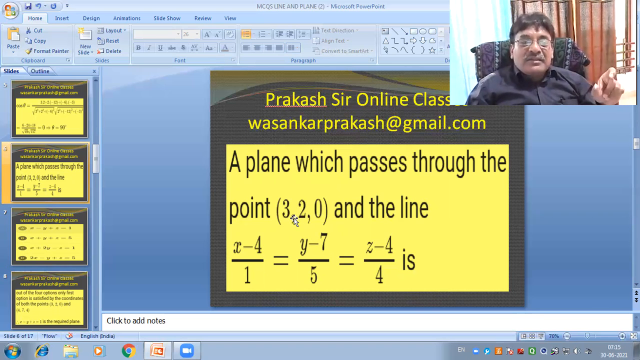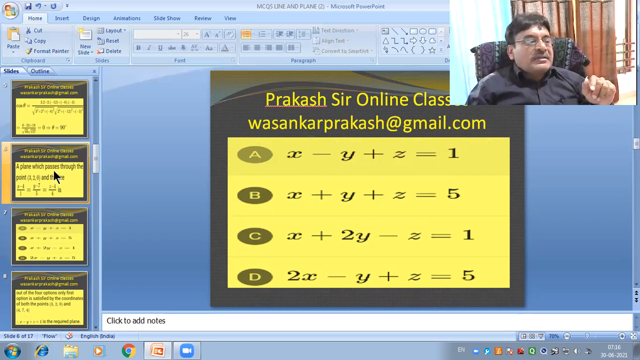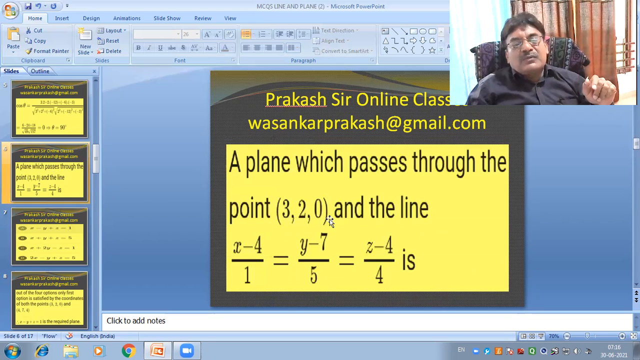So in option A, first we put x equal to 3, y equal to 2, z equal to 0. So we get 3 minus 2, that is 1, 1 plus 0, 1, which is equal to RHS. Therefore, this equation of the plane, x minus y plus z is equal to 1, satisfies the point 3, 2, 0. Next, again we test the second point, that point is 4, 7, 4. Again, the required plane passes through the point 4, 7, 4. If this point satisfies option A, then option A is the correct option.